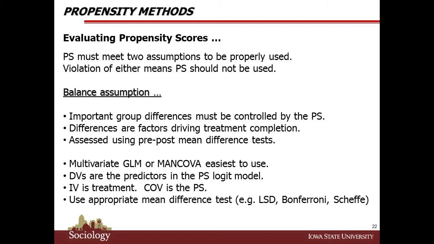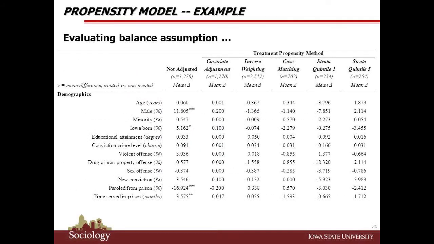And balance is essentially that table I showed you on slide 34: does it control for group differences? So a good propensity score should essentially zero out all of those differences between a treated and untreated group. And the typical way to do that is to use a multivariate GLM or a MANOVA using the propensity score as a covariate. And so an example of balance would be that table I showed. So not using the propensity score at all, we found these differences. Here are the risk differences between parolees that completed a treatment and did not complete a treatment. So that's sort of the baseline.